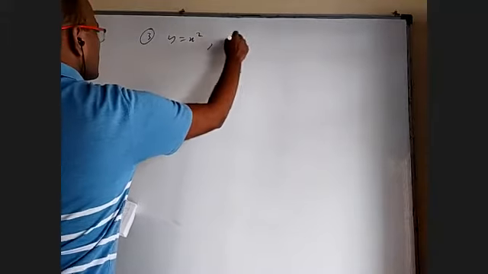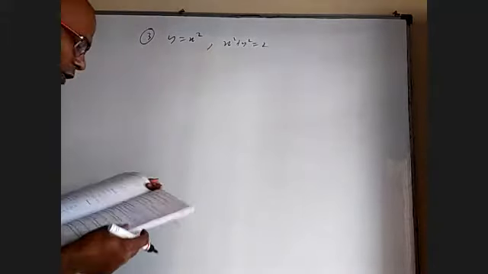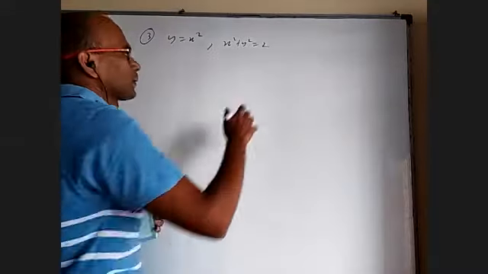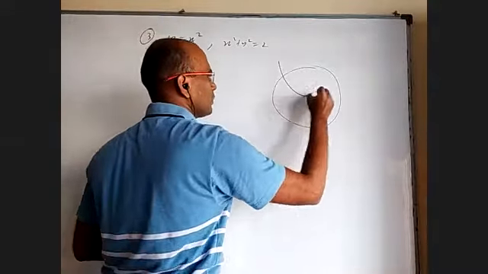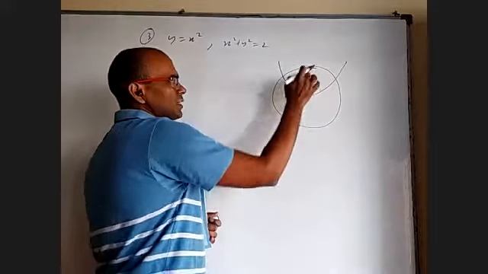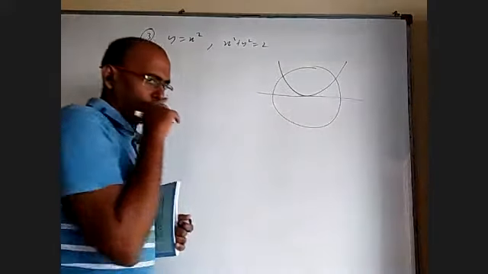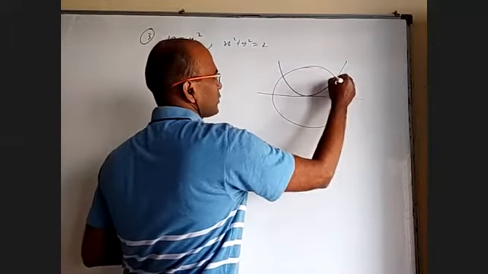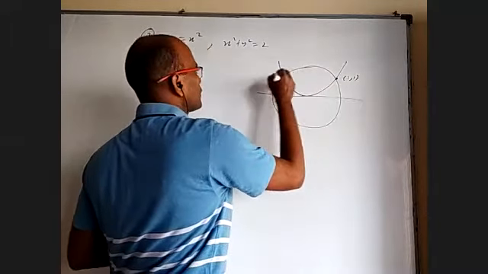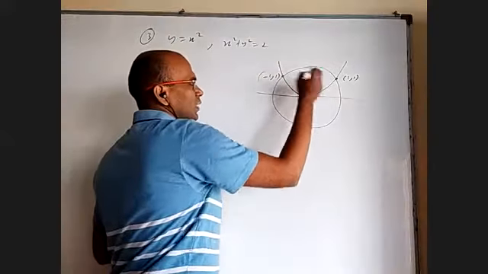So y equal to x square is one curve for you, and x square plus y square equal to 2 is another curve. They want the smaller area included by them. So I have a circle and I have a parabola. There are two areas. I have to find the smaller area. Okay, so let me try to find this point of intersection. This is 1, comma 1. This is minus 1, comma 1. I have to find this area.